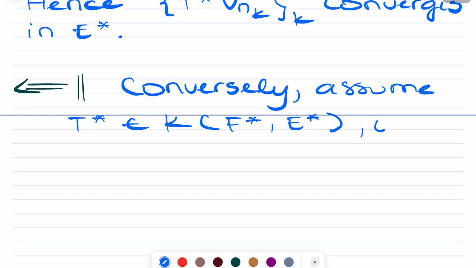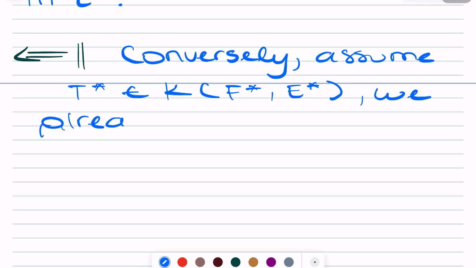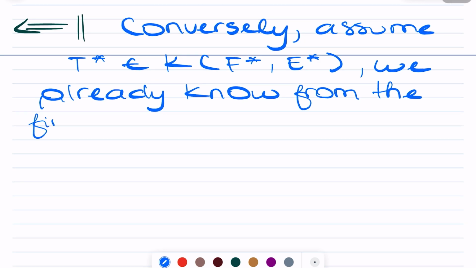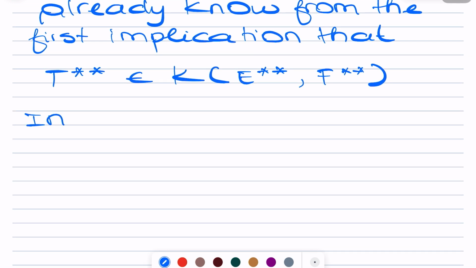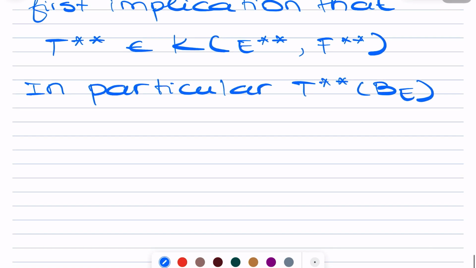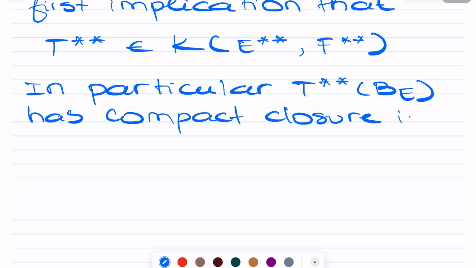We already know from the first implication that the adjoint of T star, T star star, is a compact operator from the bidual of E into the bidual of F. In particular, T star star of the closed unit ball in E has compact closure in F star star.